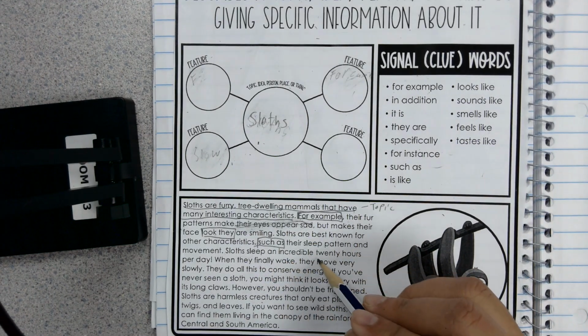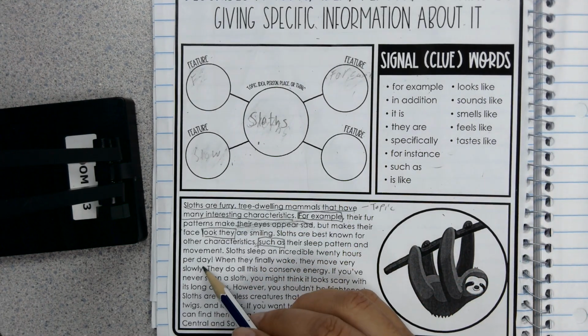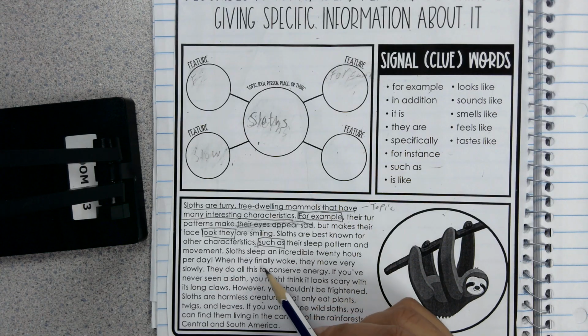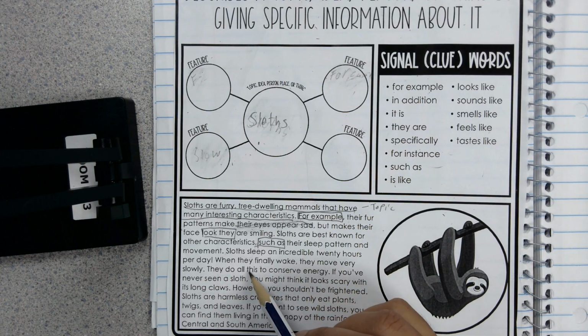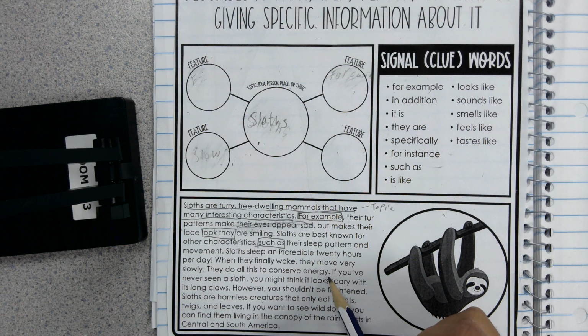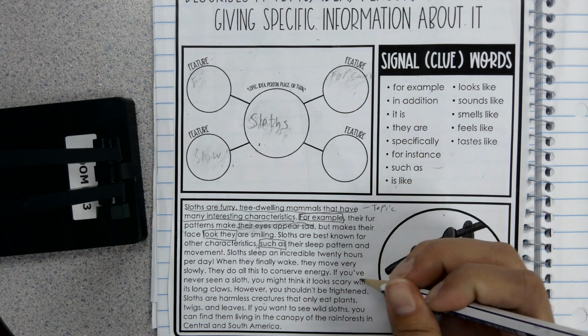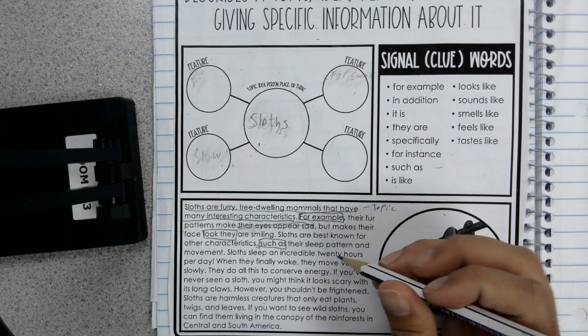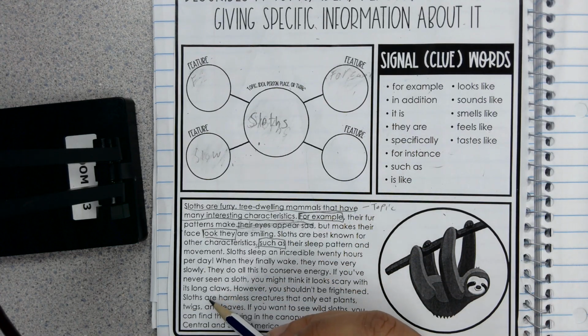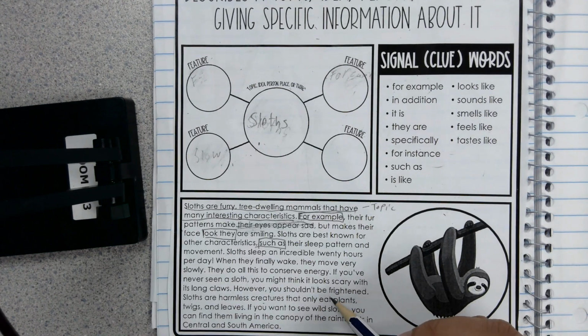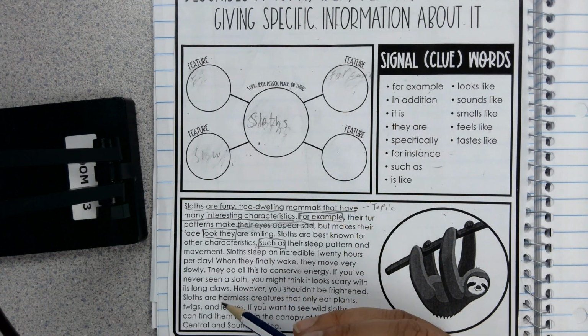Sloths sleep an incredible 20 hours per day. That's a lot of sleeping. When they finally wake, they move very slowly. They do all this to conserve energy. Ooh, if you've never seen a sloth, you might think it looks scary with long claws. However, you shouldn't be frightened. Sloths are harmless creatures that only eat plants, twigs, and leaves.